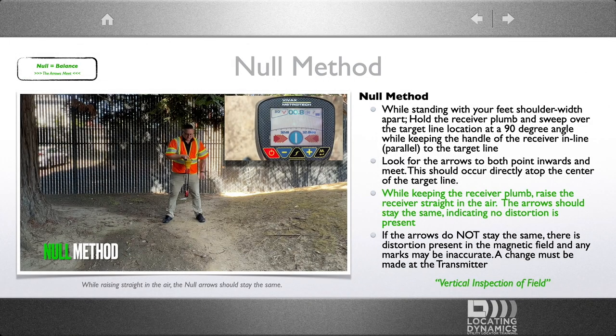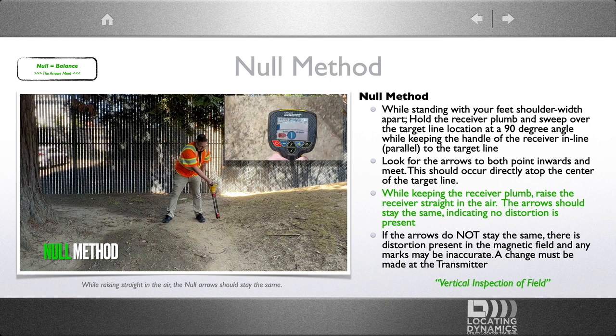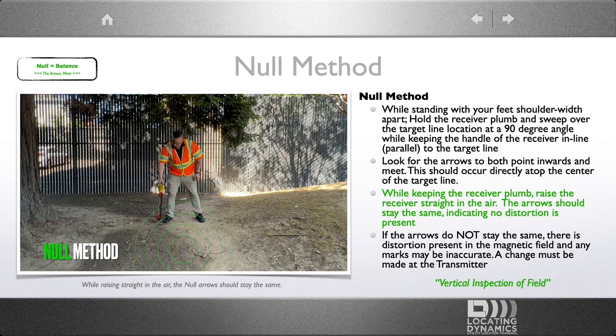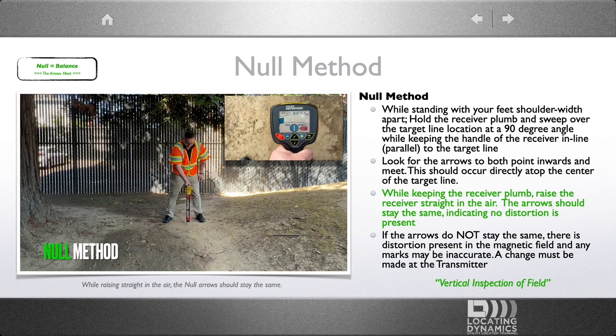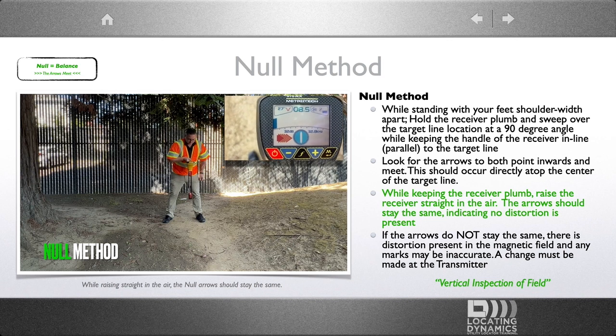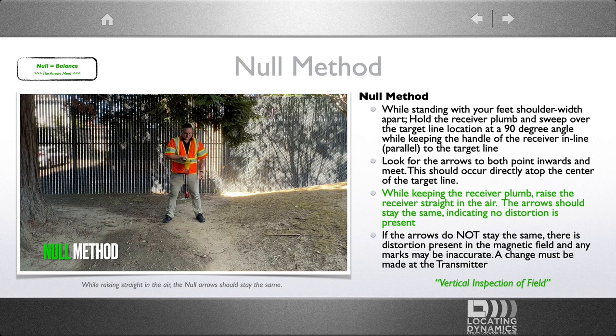Null method. While standing with your feet shoulder width apart, hold the receiver plumb and sweep over the target line location at a 90-degree angle while keeping the handle of the receiver in line to the target line. Look for the arrows to both point inwards and meet. This should occur directly atop the center of the target line.